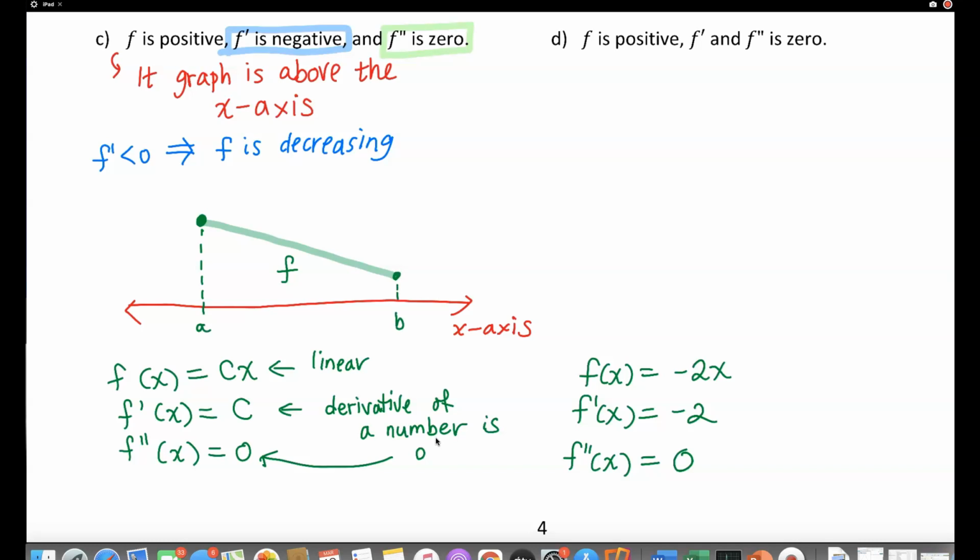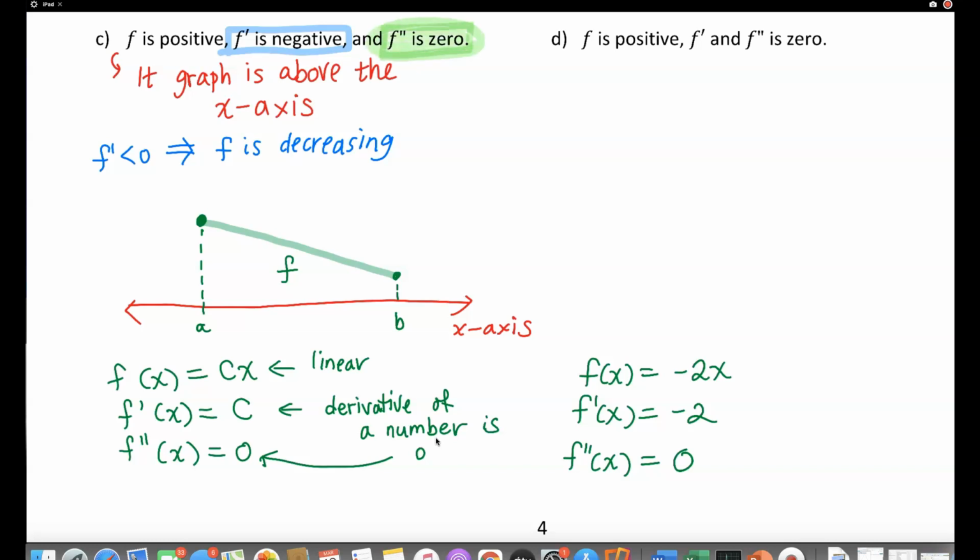this function f meets that condition because, first of all, f is positive, which means it is completely above the x-axis, isn't it? So that's checked off. The second part about f prime being negative, what does that mean? That means it is a decreasing function. It's going down from left to right. It is doing that, isn't it? It's going down from left to right. And lastly, f double prime is 0.